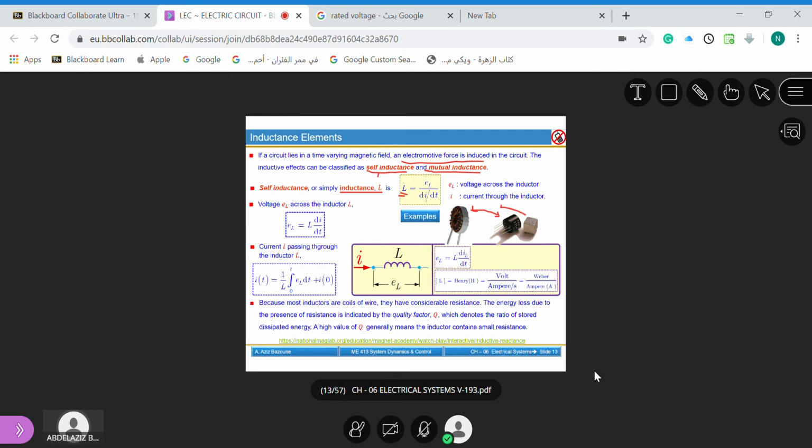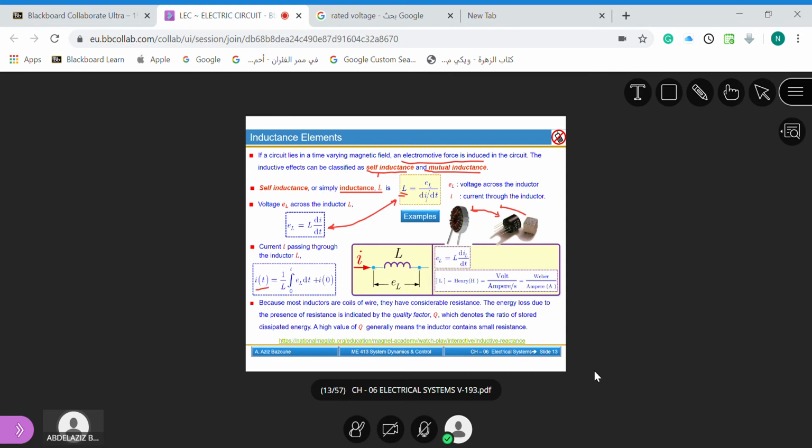EL is the voltage passing through, and I is the current of the inductor, and we can relate the voltage to the current by this quantity. So the voltage through the inductor will simply be EL equals L di over dt. Here is the symbol notation, and the unit for the inductor is the Henry, or volt per ampere, or sometimes called Weber per ampere.